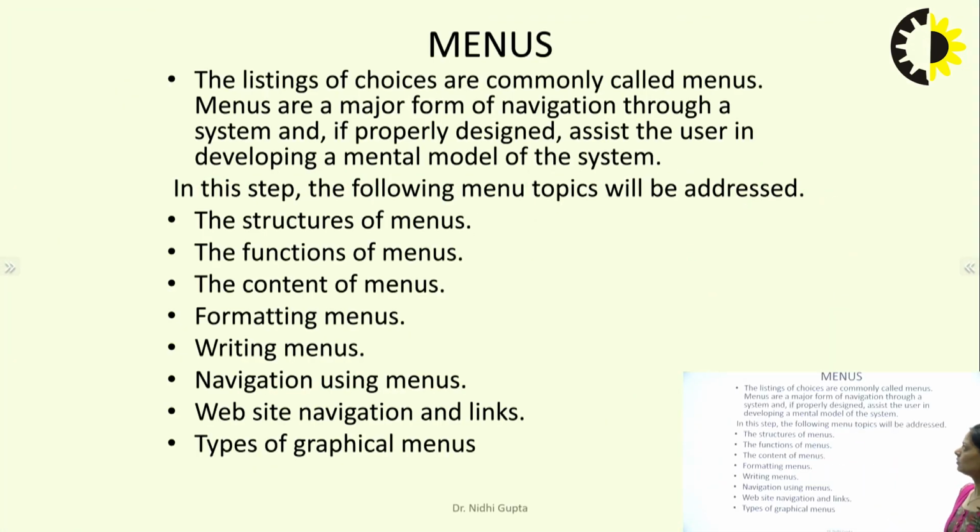The listing of choices is commonly called menus. Menus are a major form of navigation through a system, and if properly designed, they assist the user in developing a mental model of the system. In this step, the following menu topics will be addressed: the structure of menus, the function of menus, content of menus, formatting menus, writing menus, navigation using menus, website navigation and links, and types of graphical menus.